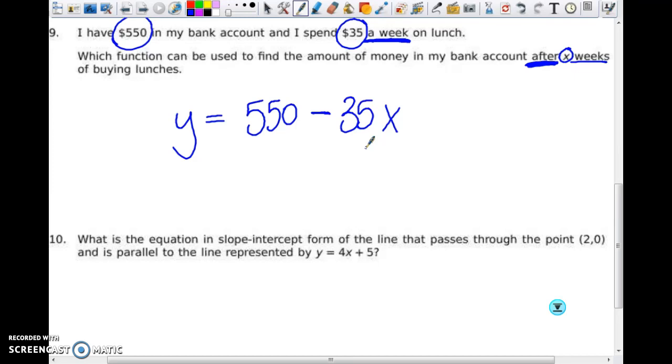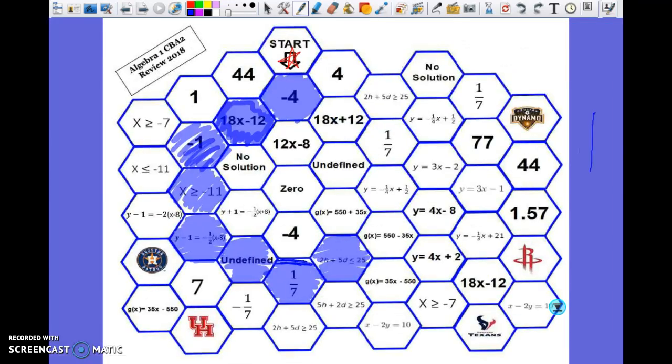Remember, when you start, that's your B, y equals mx plus b. We know it's going down because it's after X weeks. So if you look at your answer choices, again, they didn't give us y, they gave us g of x. We know that's function notation. We know that's the same thing. We know that we didn't start with negative 550. The number had to be positive, right? That's why we had these two. And we weren't getting any money, right? We were trying to see how much we had left. So when you're trying to see how much you have left, that's when you do subtraction. So we know it had to be this one.